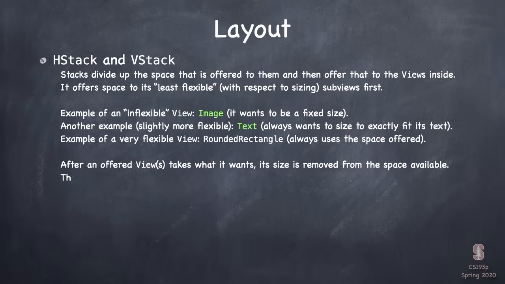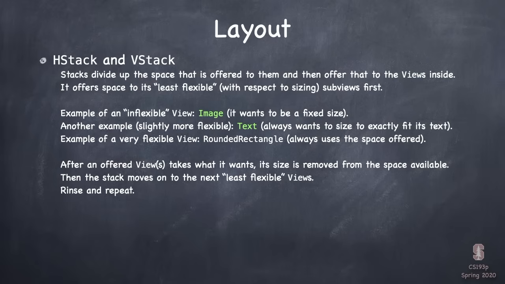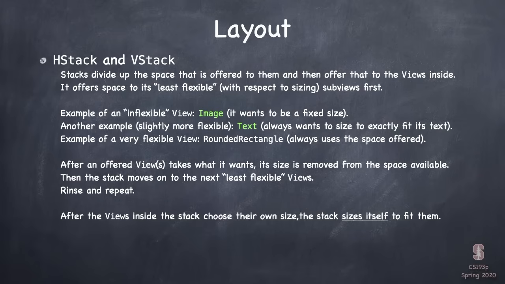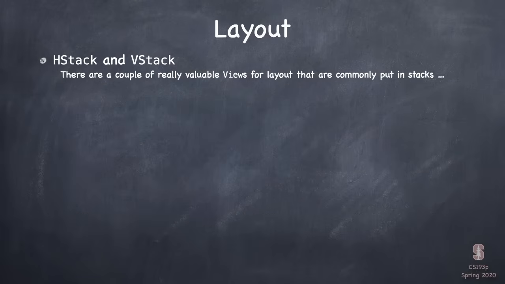So after one of these views chooses its own size and takes whatever size it wants, that size is removed from the space that the stack is trying to allocate, and then it goes on to the next least flexible views and rinse and repeat until all the space is used up. So it's as simple as that. That's how HStack and VStack apportion their space. Now, after all the views have chosen their size, then the HStack and VStack sizes itself to fit those views with whatever little spacing in between that it provides.